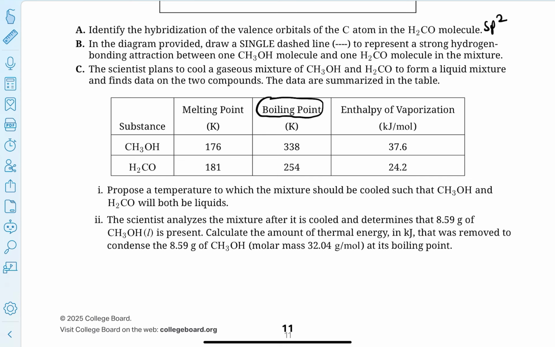Okay, so I can see that the CH3OH boils at 338 Kelvin, the H2CO boils at 254 Kelvin. So if I have a temperature of 253 Kelvin, that's less than both of these boiling points and higher than their melting points. So that's a temperature at which both would be liquids. We have not reached the boiling point yet, so both will be in their liquid state at 253 Kelvin.